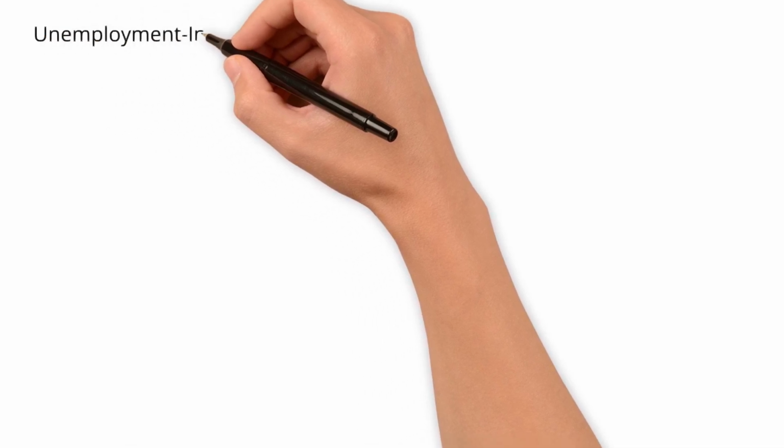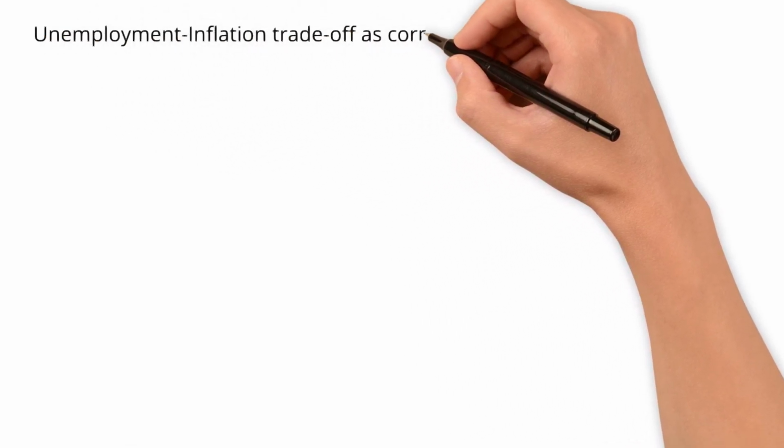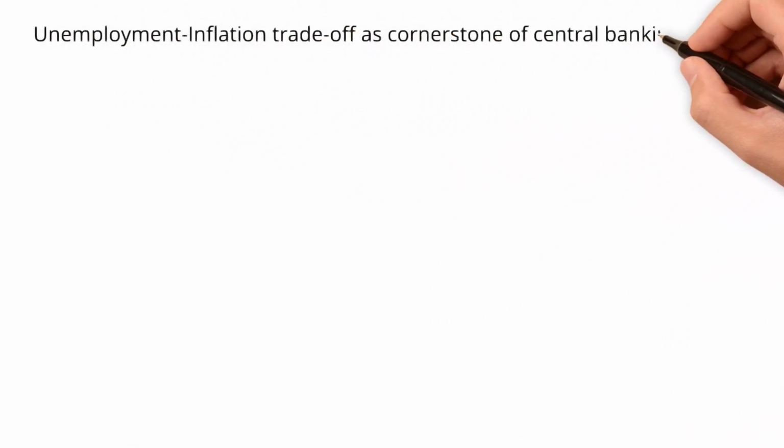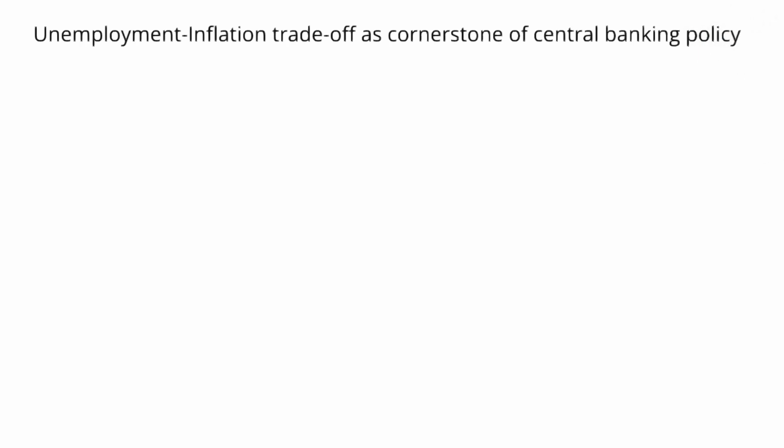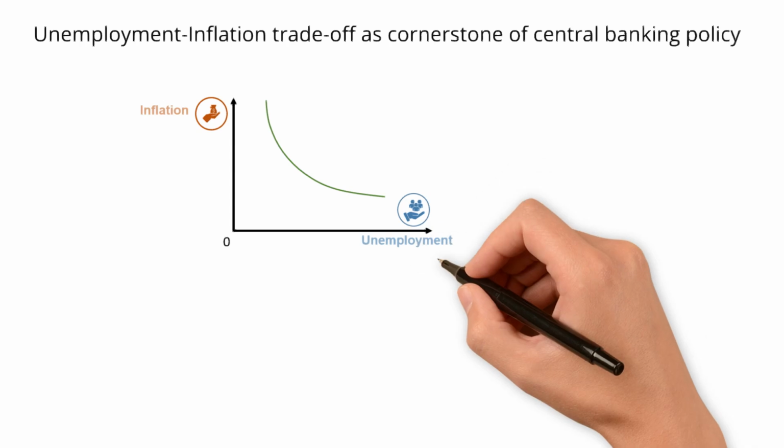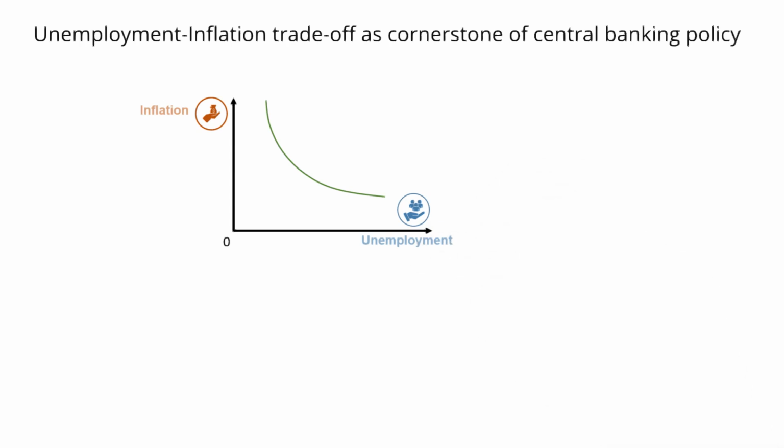The unemployment-inflation trade-off is a cornerstone of central banking policy, rooted in the Phillips curve, a theory developed in the 1950s by Bill Phillips, which suggests an inverse relationship between unemployment and inflation, at least in the short run. What are the nuances of the theory?